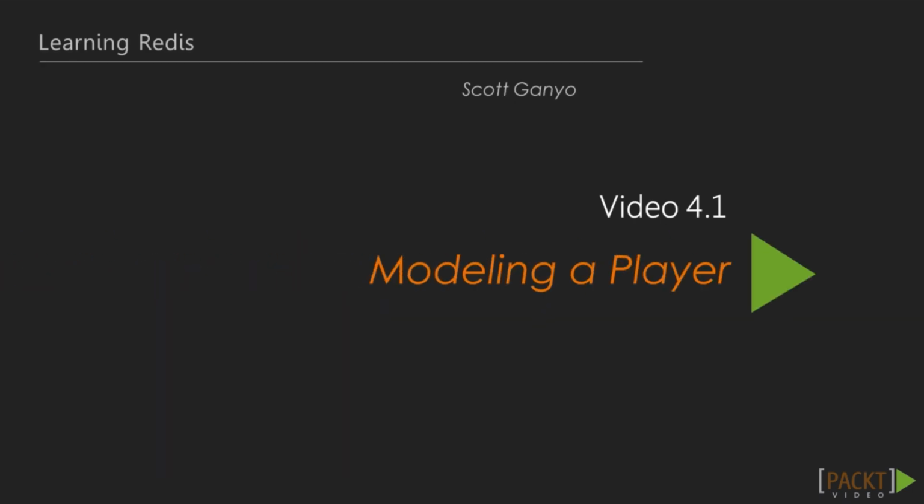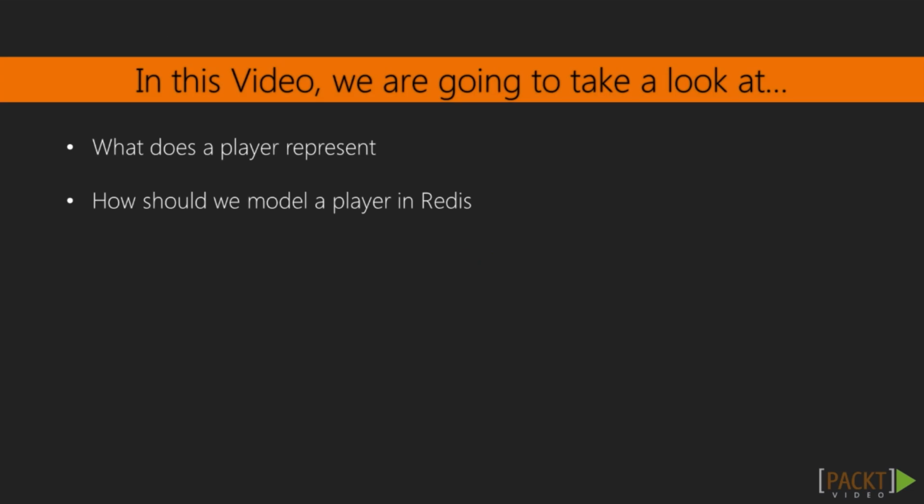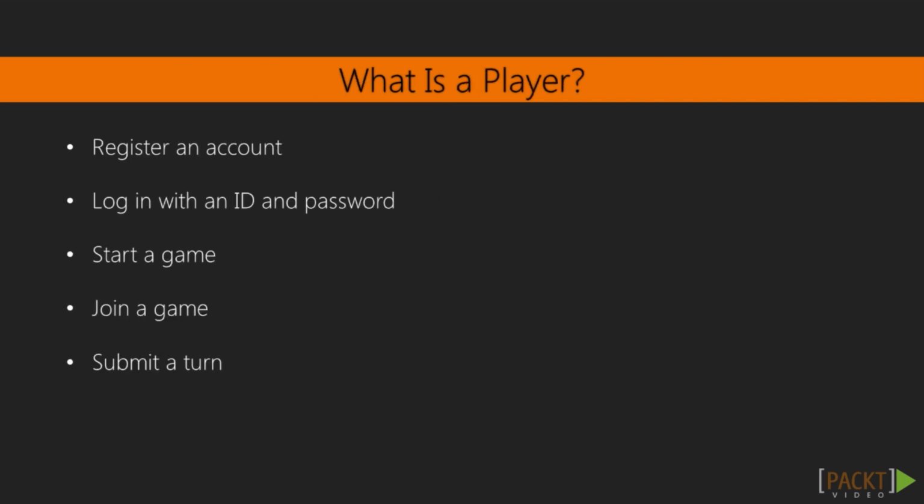Video 4.1, Modeling a Player. So now in this video, we're going to talk about what a player represents in our system, and then we'll talk about how we're going to model the persistent player data using Redis structures. Now the best place to start with modeling is determining just how much you actually need to model. We want to figure out the minimum necessary functionality of a player in our system. So let's walk through exactly what our game expects of a player.